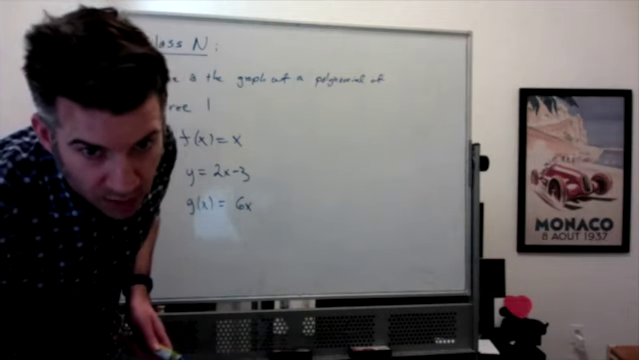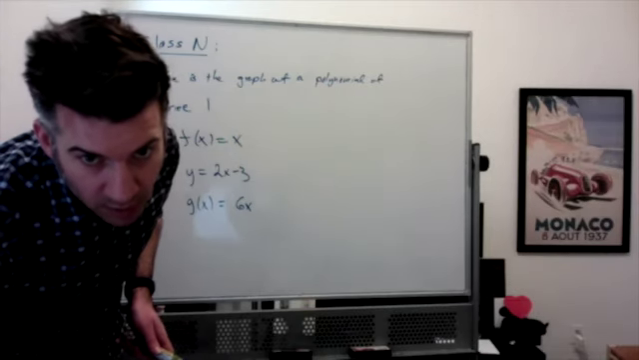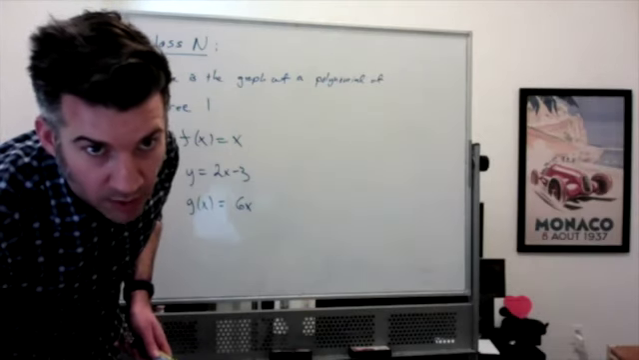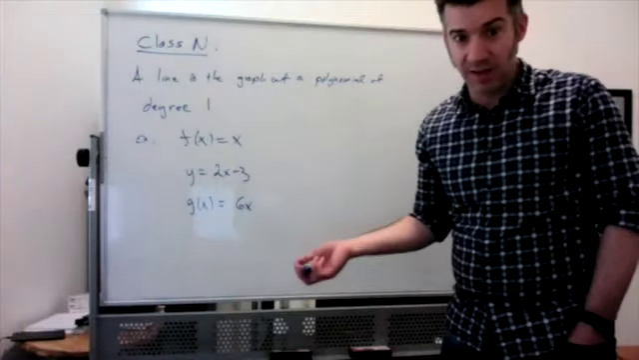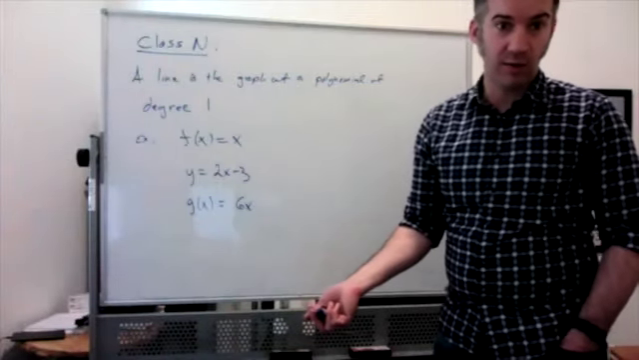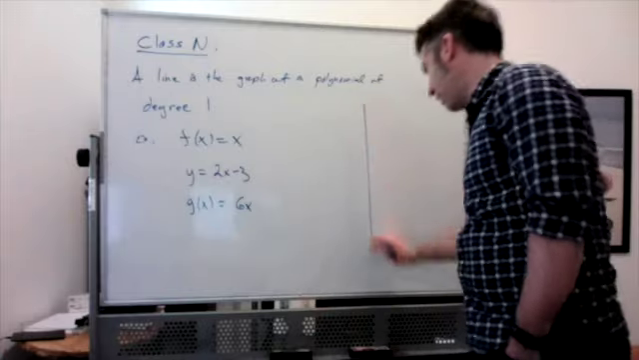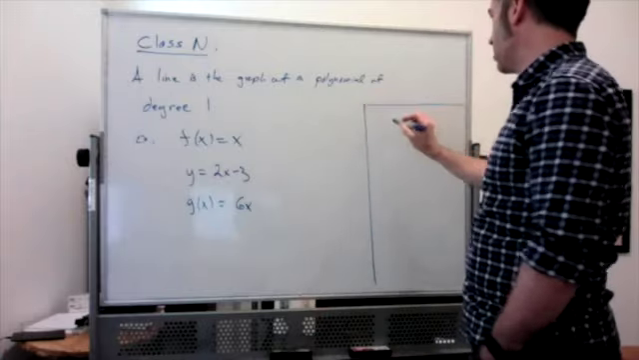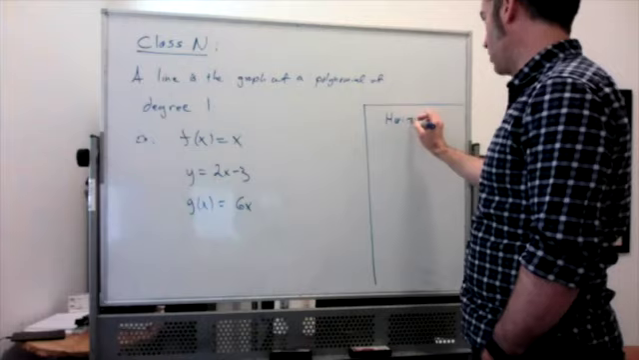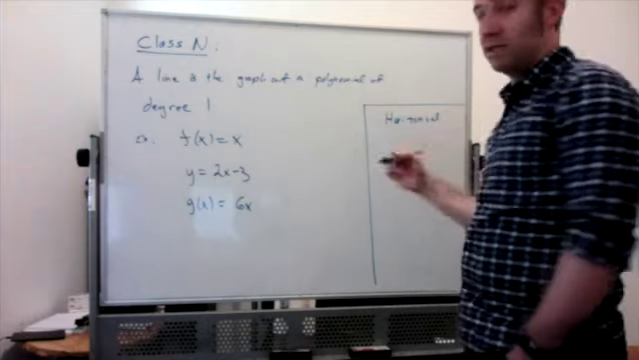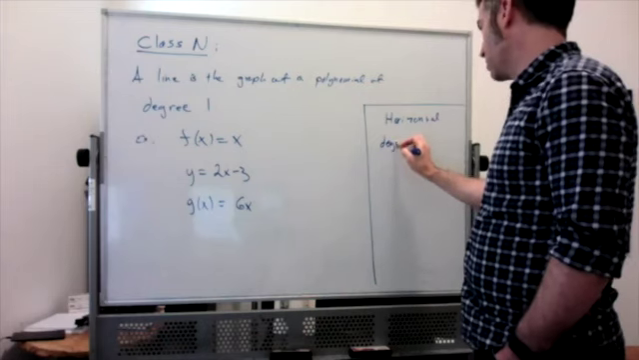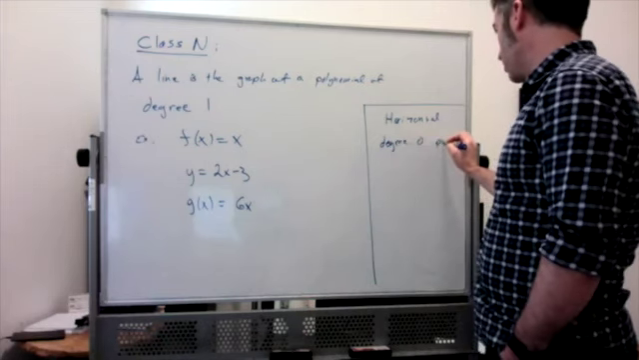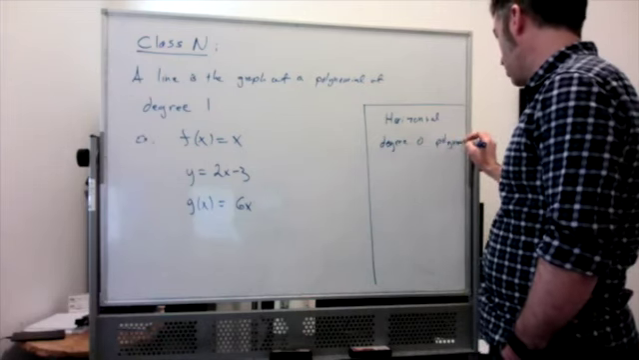There is one exception that I should mention, and that is if you have a horizontal line, I would still say that that's something linear, but it's technically not a degree one. So just off to the side here, just so everybody knows, a horizontal line is a zeroth degree polynomial. So it's a degree zero polynomial. It is still a polynomial.